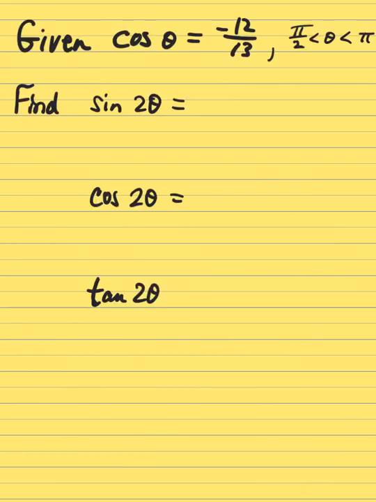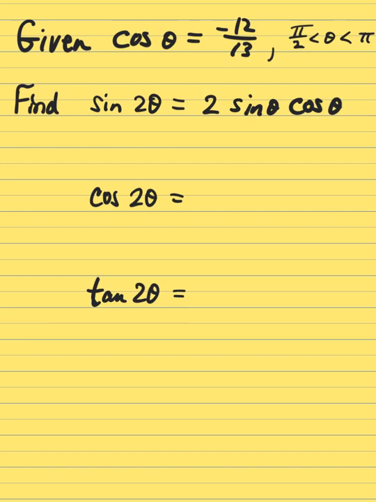Given cosine theta is equal to -12/13 and the angle is located in quadrant 2, that's an angle between pi over 2 and pi, we are asked to find sine of 2 theta, cosine of 2 theta, and finally tangent of 2 theta. In your double angle section, we're going to switch from sum and difference to double angles. You'll find that the expansion of sine 2 theta is 2 sine theta cosine theta.